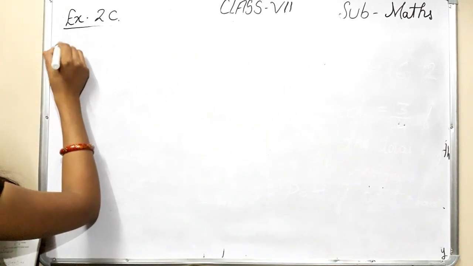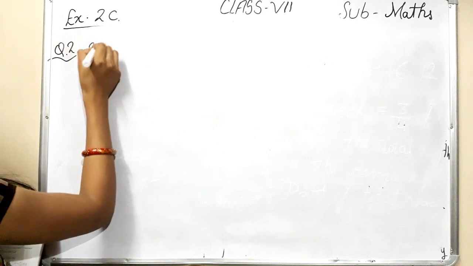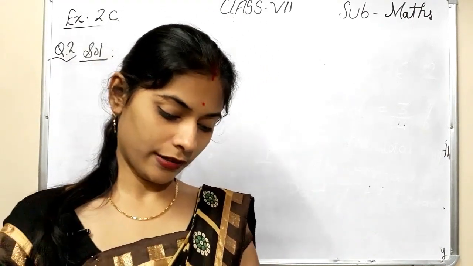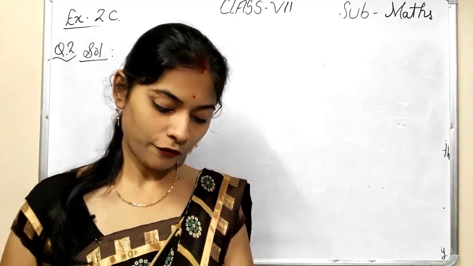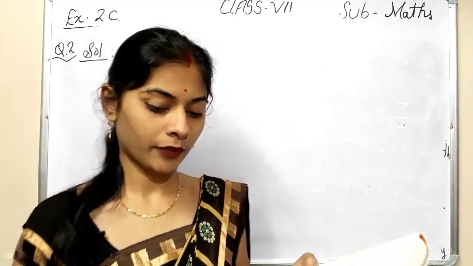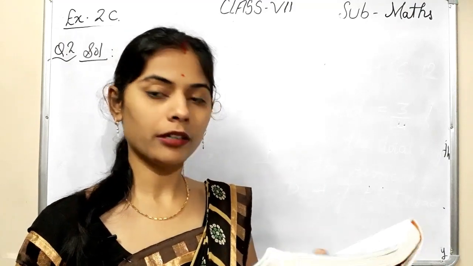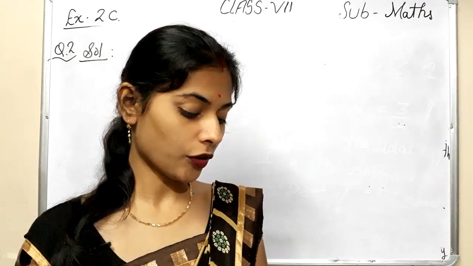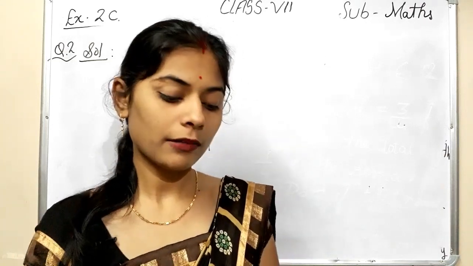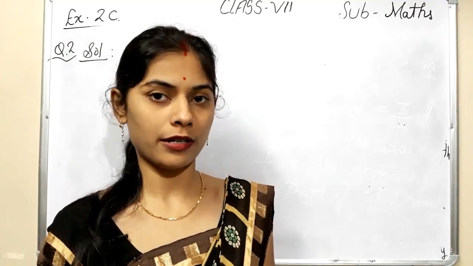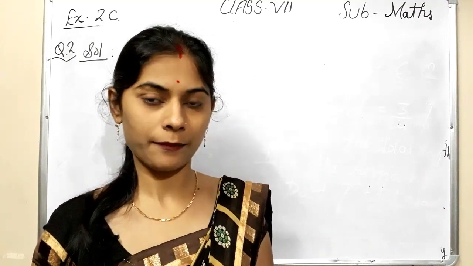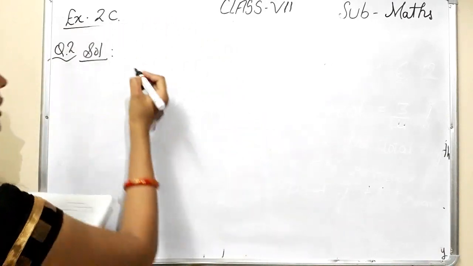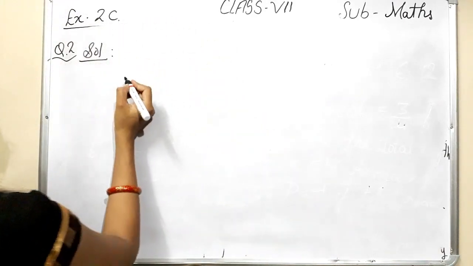Now see question number 2, solution. In a class of 48 students, 1/4 of them regularly watch a particular TV program. How many of the students do not regularly watch the program? So it's very easy. Total students are 48. 1/4 of 48 students watch the TV program regularly. Now see how many students are remaining. That is 3/4. 3/4 of the total students do not watch the TV program.